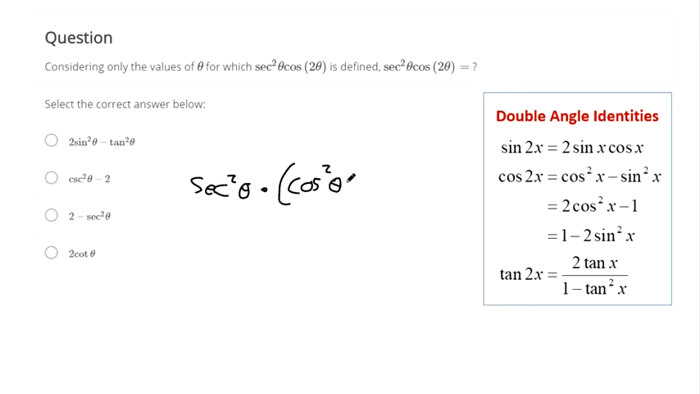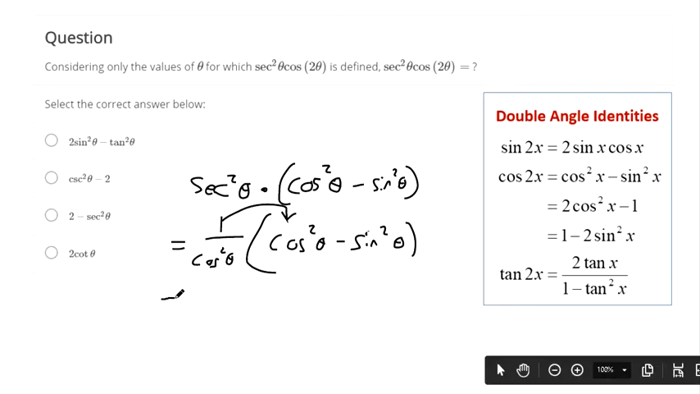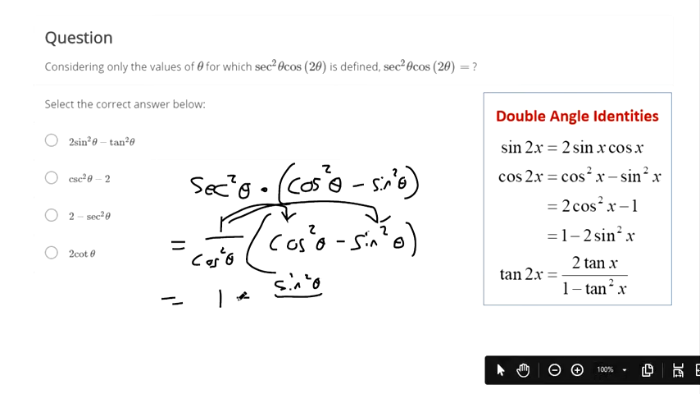So cosine squared theta minus sine squared theta. And look, secant we said is 1 over cosine squared theta. So you're multiplying that to everything inside the parentheses. And so when you distribute, you get 1 minus, this is going to be 1 times sine squared is sine squared theta, and cosine squared theta on the denominator. So that's tangent.